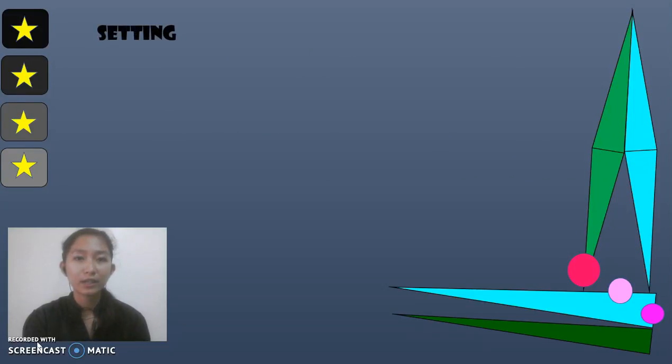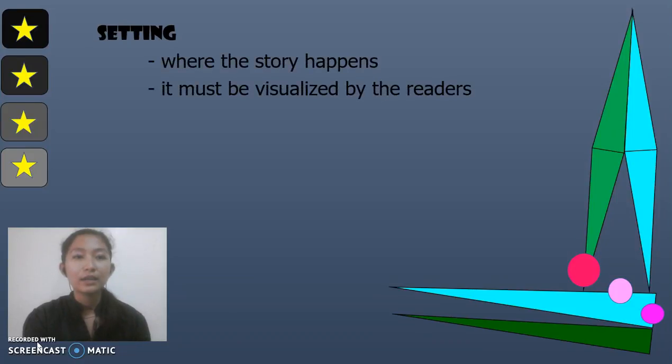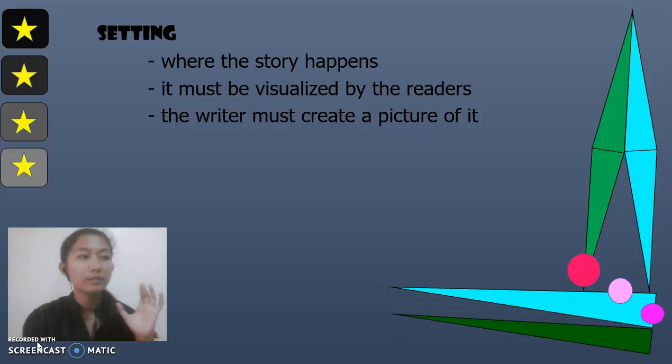Next, the setting of the story. It is where the story happens, and of course, these settings must be visualized by the readers, so it must be written vividly. The writer must create a picture of it in order for the readers to see what kind of setting the story is all about, whether it is a gloomy or gothic place or a festive place.